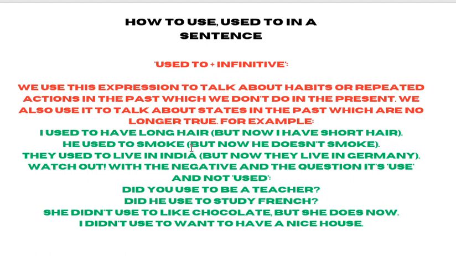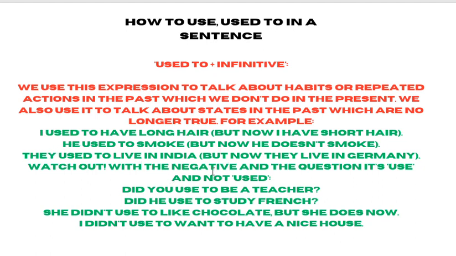He used to smoke, but now he doesn't smoke. That means in the past that person used to smoke, meaning he was smoking in the past. But now he stopped smoking. He doesn't smoke means now he stopped. He is not smoking anymore. But in his past time he used to smoke.